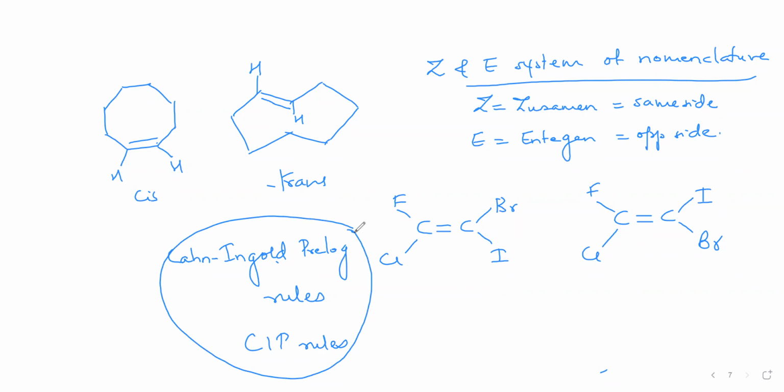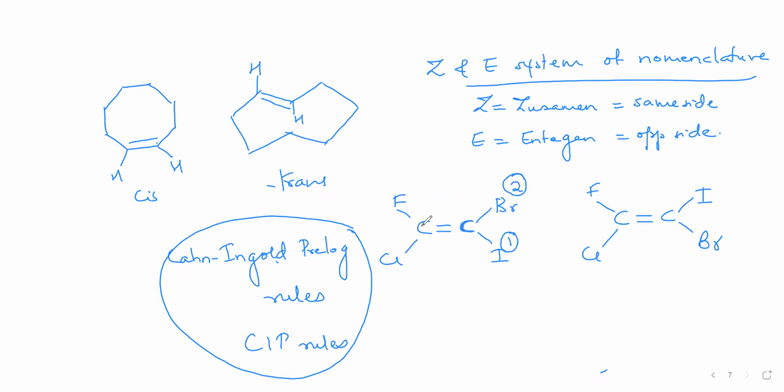Now I'll have to apply certain rules to get the configuration, whether it is Z or E. So I'm describing the CIP rules. Take the carbon having the double bond. Which are the two atoms bonded to it here? Iodine and bromine. Which is higher in atomic number, iodine or bromine? Yes, iodine has a higher atomic number. The one having higher atomic number is given a higher priority, and the one having lower atomic number is given a lower priority.